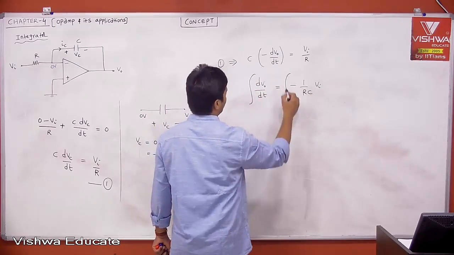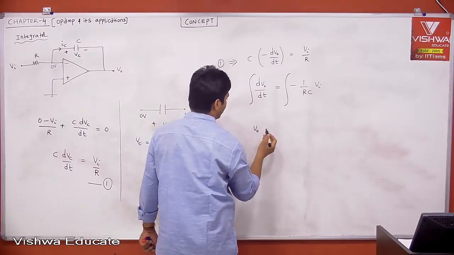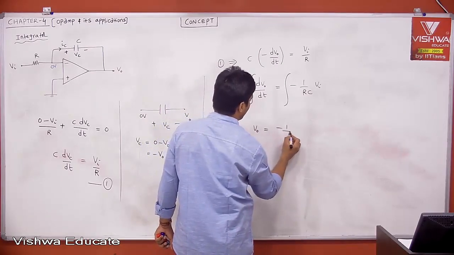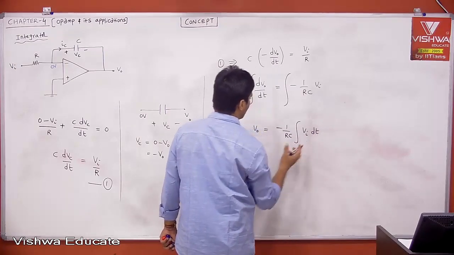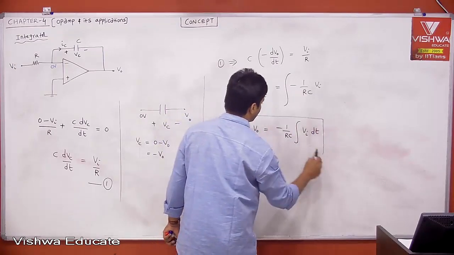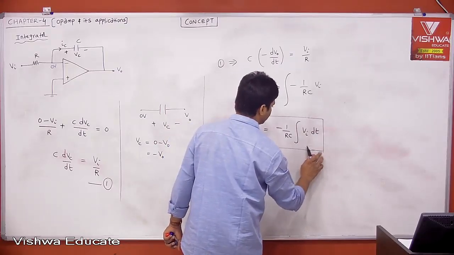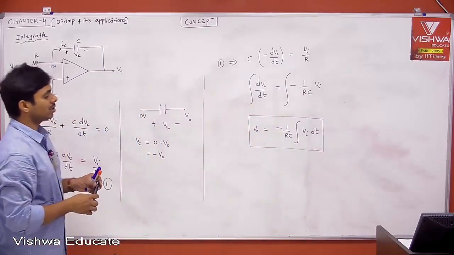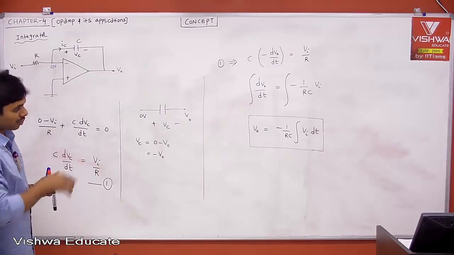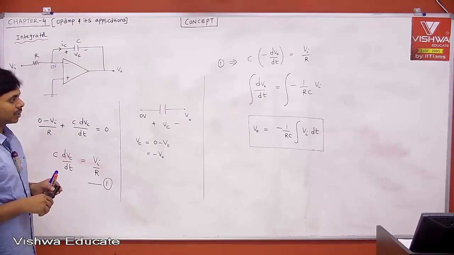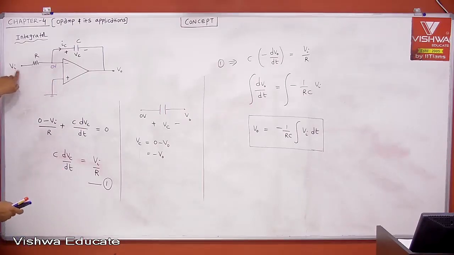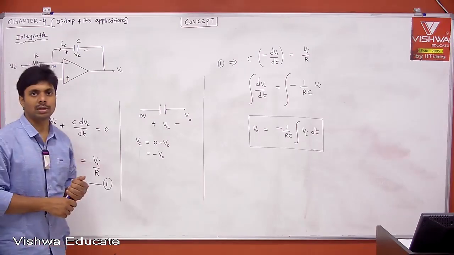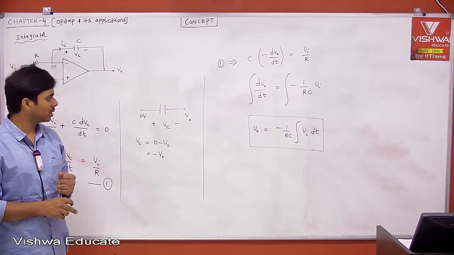Then can you do integration on both sides? Then you will get V0 of t is equal to minus 1 by RC, which you can take as a constant, times the integration of Vi dt. Therefore, what is the V0 to Vi relationship? V0 is equal to minus 1 by RC times the integration of Vi dt. That 1 by RC is nothing but the gain term. Why are we getting the negative sign? Because we are applying the input at the inverting terminal, so your output to input relation will be opposite, and 180 degrees for sinusoidal signals.